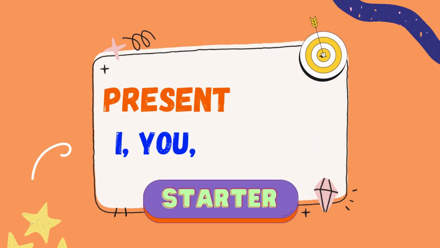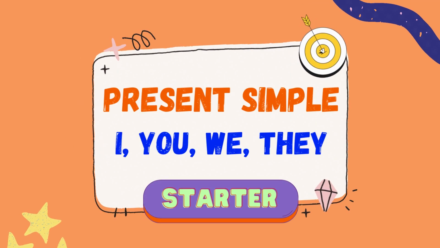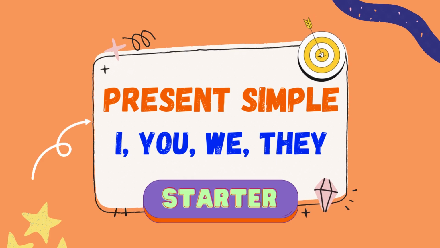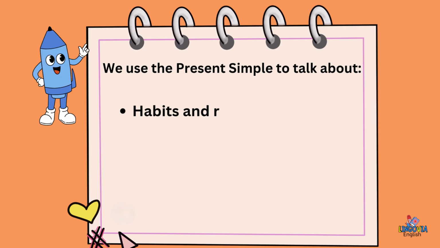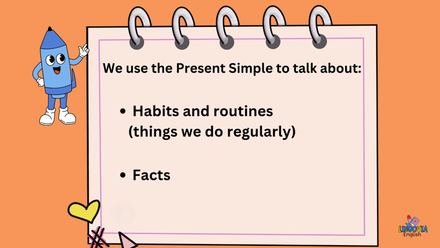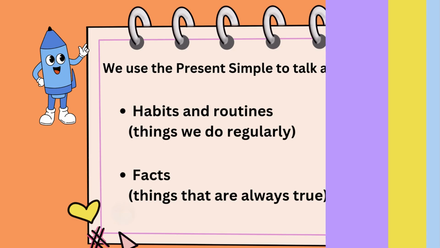Present simple. I, you, we, they. We use the present simple to talk about things in general. For example, we use it for habits and routines, things we do regularly. We also use it for facts, things that are always true.